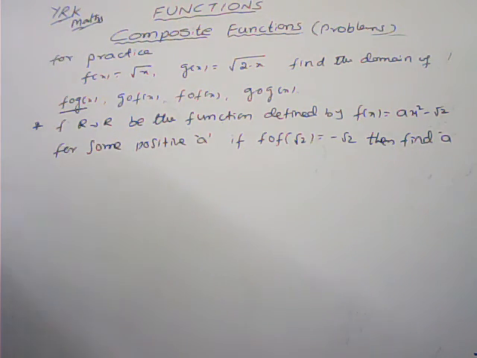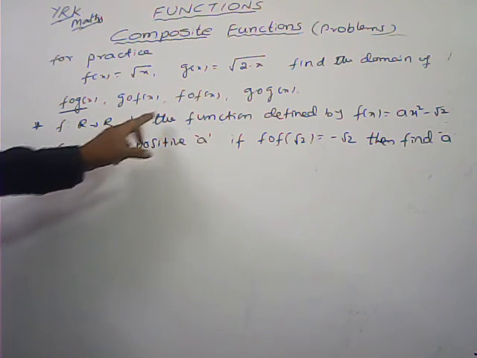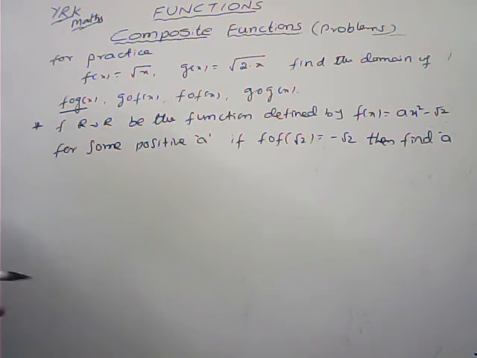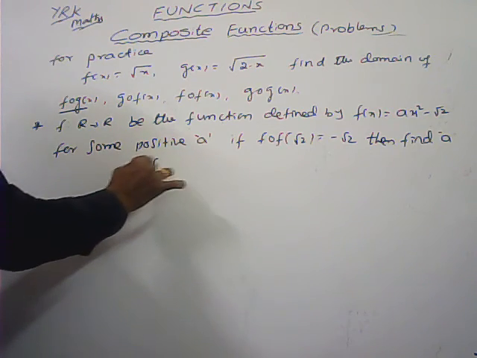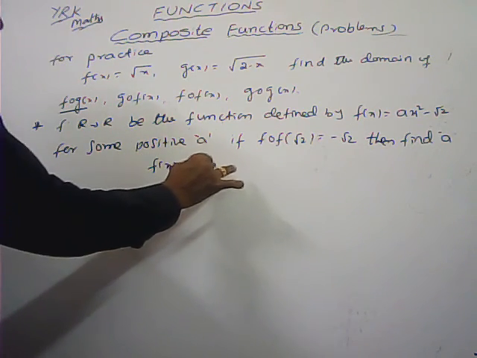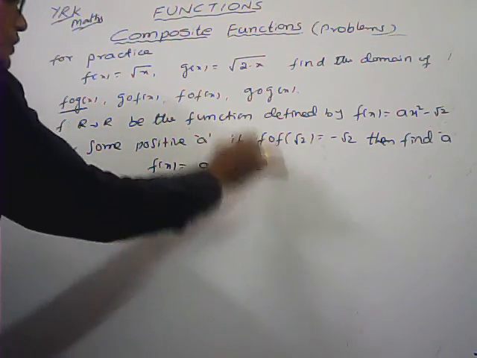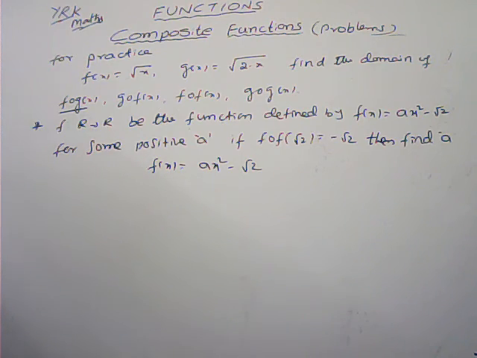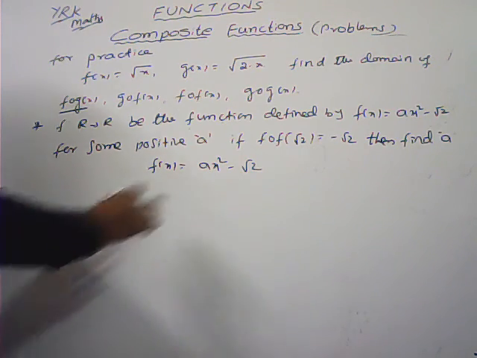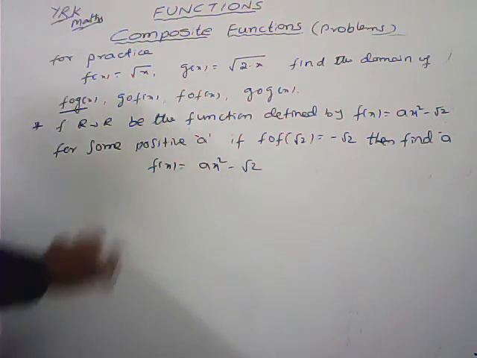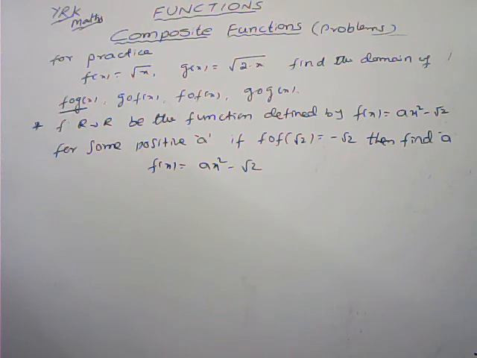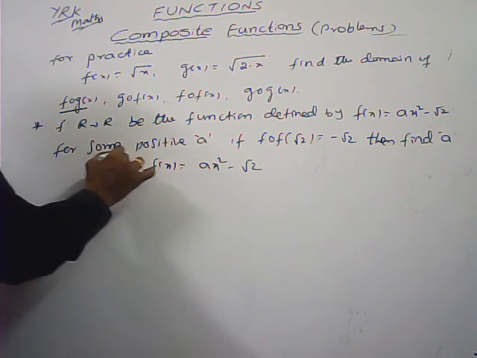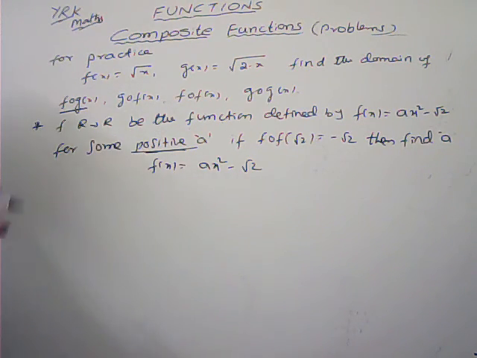Next, here we can solve one more. f is a mapping from R to R, be the function defined by f of x equals to, what they have given? a x square minus root 2 is given. For some positive a, f circle f of root 2 is equal to minus root 2, then we have to find the a value. And whatever the a value, a should be positive. If we get negative and positive, here we have to consider only the positive value.